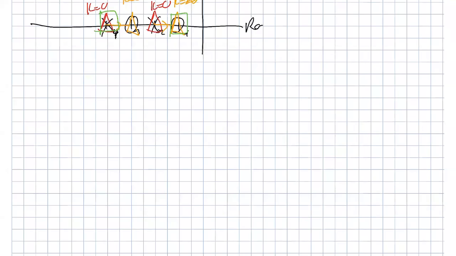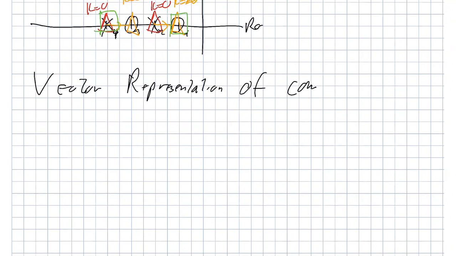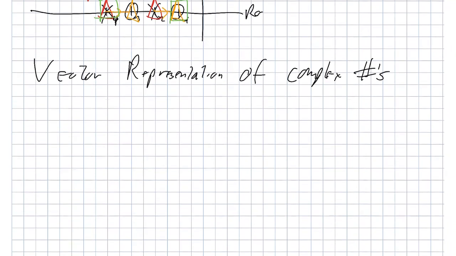Okay, so the next thing we want to look at is vector representation of complex numbers. We looked at this a long time ago when we were doing partial fraction expansion, and it was a little bit artificial at the time, I understand. But it's actually pretty important right now. So let's look at an example.